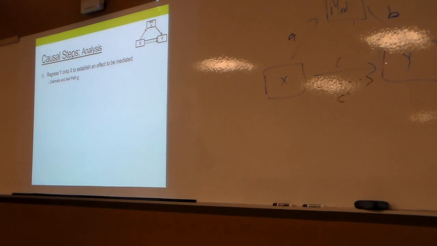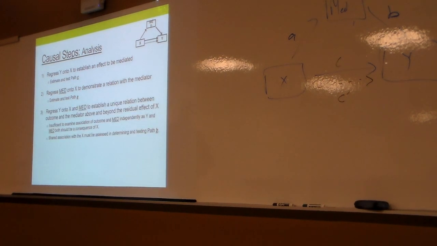But we're just going through the first step: we regress Y onto X to establish that there's a relation there to be mediated, okay? Number two, we regress our mediator onto our predictor to demonstrate a relation between them. So model one, regressing Y onto X. Model two, we regress our mediator onto our X to establish a relation right here. Three, we take our Y and regress it onto both our mediator and our X value to establish this unique relation between our outcome and our mediator, path B, above and beyond the stuff that's already going through right there.